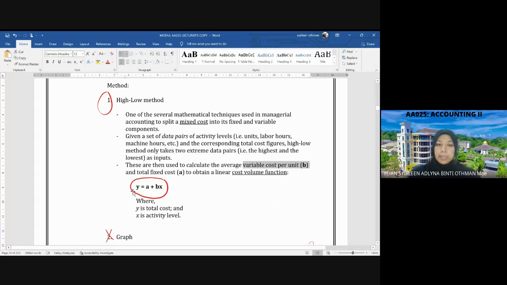But A represents total fixed cost. Total fixed cost, that means all the fixed costs in the expenses just now, you total up, so the figure will be a very big number lah. Okay, so why do we want to find A, why do we want to find B? Because actually we need to find Y, which is your total cost for your production.